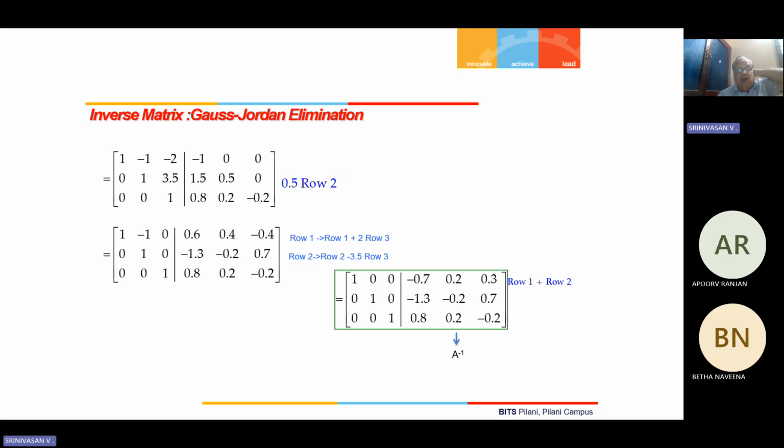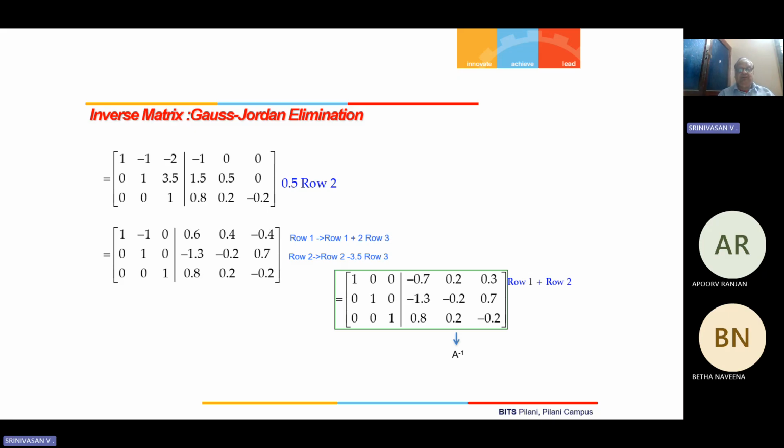Similarly, R2 becomes R2 minus 3.5 times R3, because you have 3.5 here. You just see that R3 is 1, so 3.5 times R3 is to be subtracted from R2. So this becomes 0. Correspondingly, you have changes. R3 is R3 only. Right?